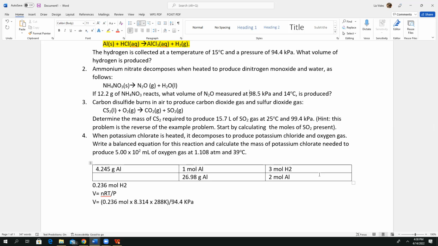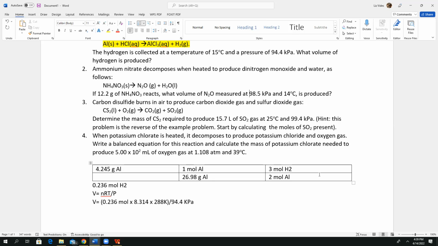Let's see. Okay, 5.00 times 10 to the second milliliters of oxygen gas. So 10 to the second times this is 1, 2, so it's half a liter, 0.5 liters. Okay, so that's our volume. All right, let's see what we get. Space over here. Hold on, let me just do it right there.